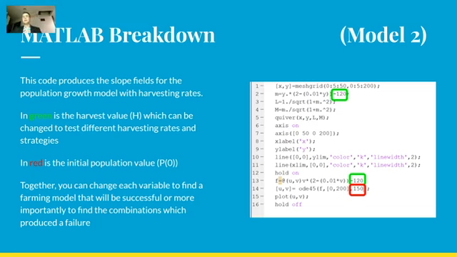This is the MATLAB breakdown of the code. So this produces the slope fields for the population growth with harvesting rates. In green is the harvest value h, which can be changed to test different harvesting rates and strategies. And in red is the initial population value, p of 0. Together you can change each variable to find a farming model that will be successful, or more importantly, to find the combinations which produce a failure.